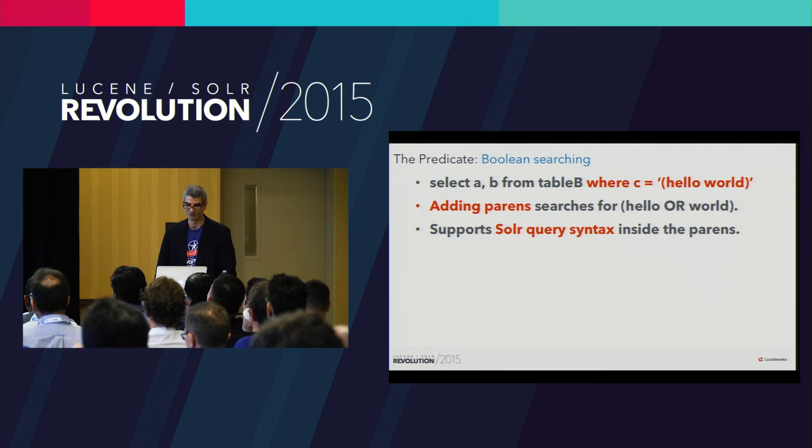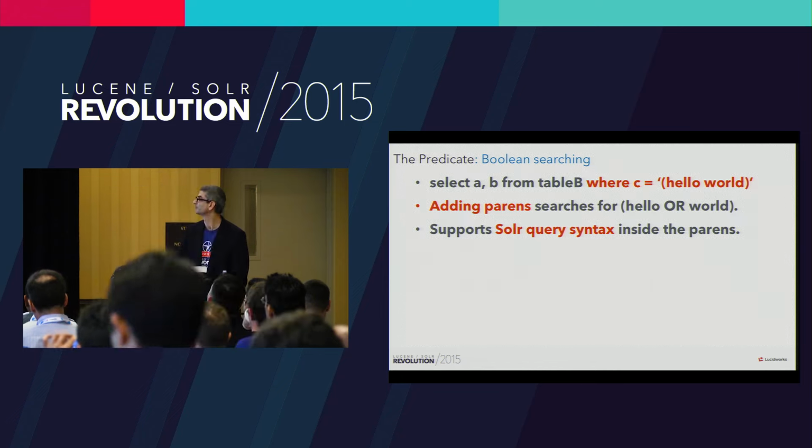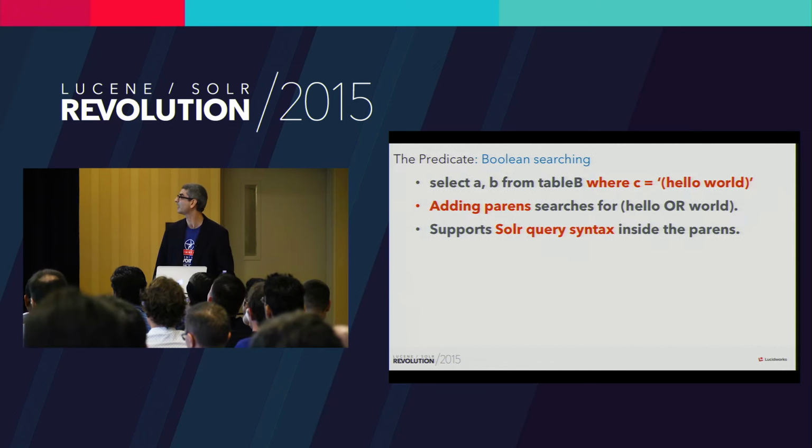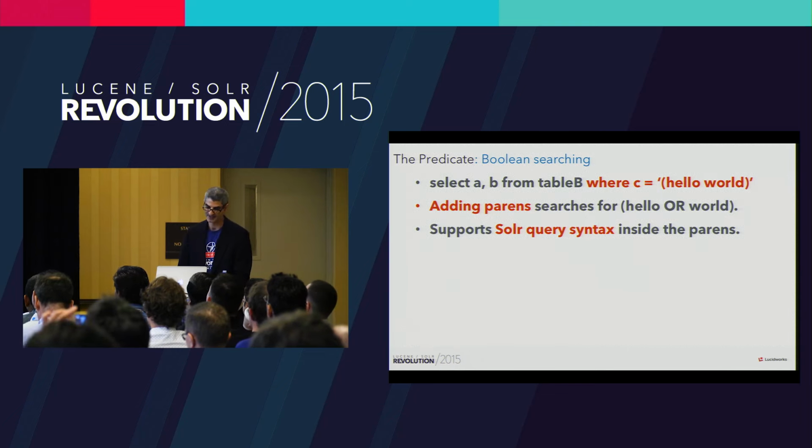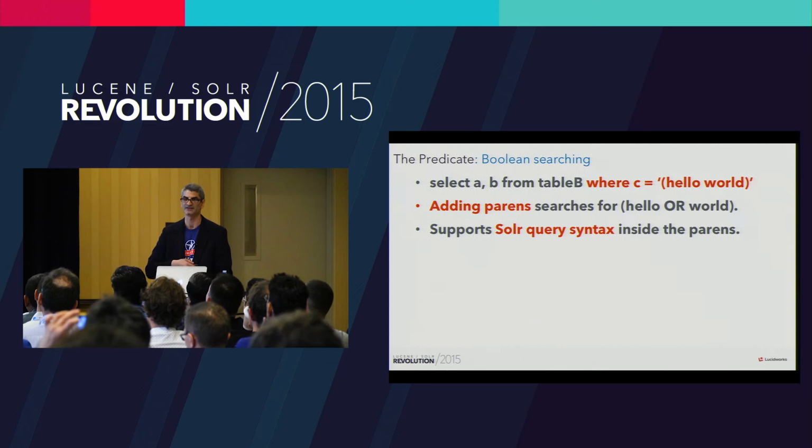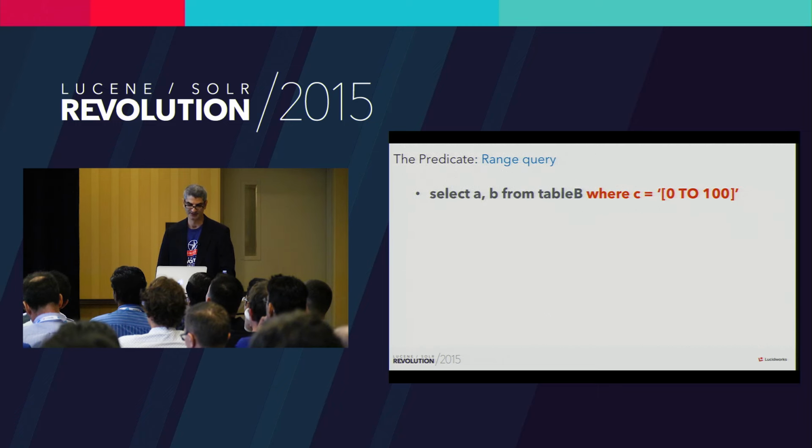So then it's a full text search, which is a nice thing that most relational databases don't have. You can also do Boolean searches within a field. In this case, there are parentheses inside of the single quotes, and that becomes hello or world. Basically, that is a Solr syntax query, which is much more in depth than you can do with pretty much any relational database. It supports a range query, just using the range query syntax. It looks like that.